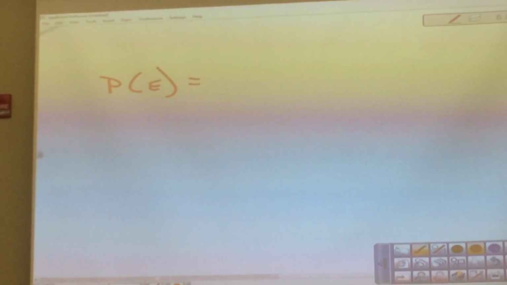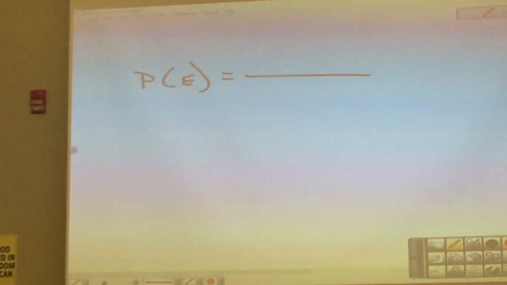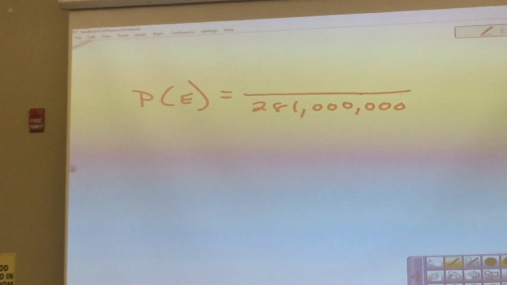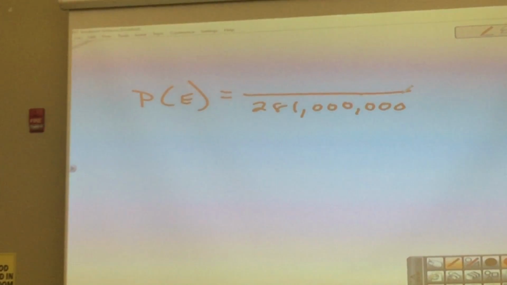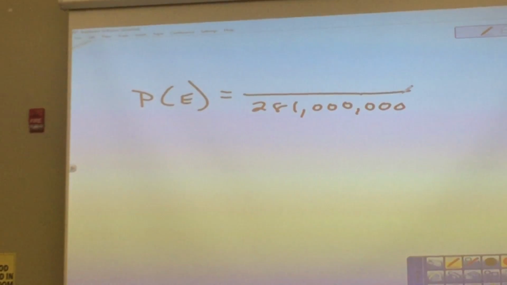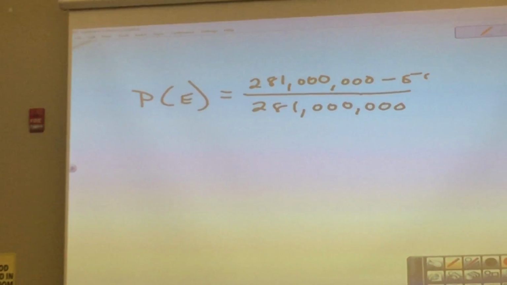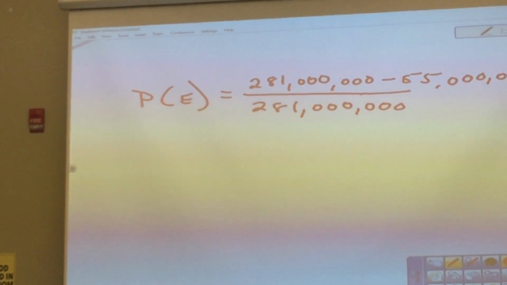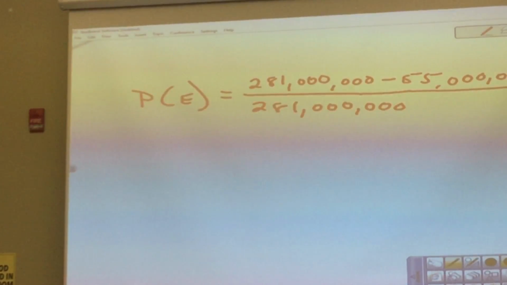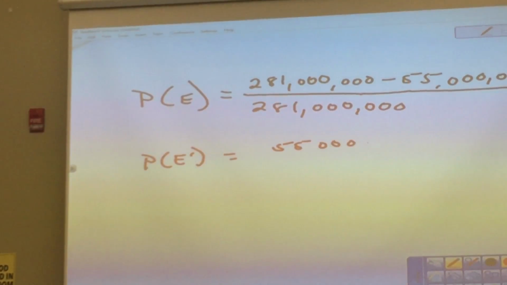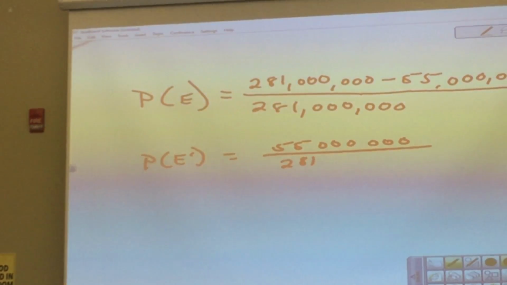So the probability that we speak English would be what? 281 million, because that's all my people, right? And of these, 55 million speak a language other than English. So that means I would have 281 million minus the 55 million. So the probability of not English is my 55 million over my 281 million.